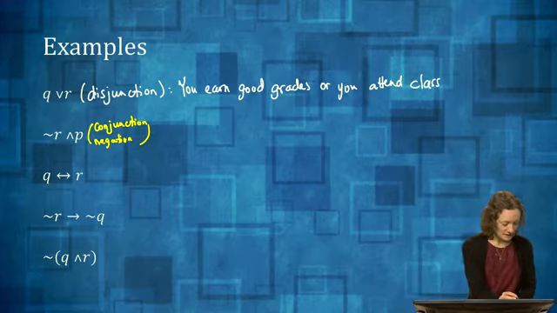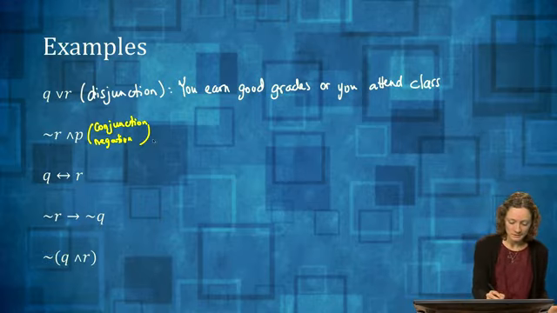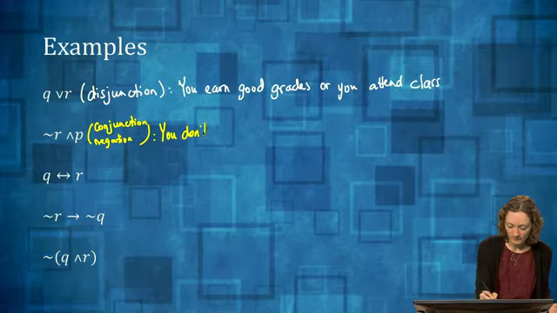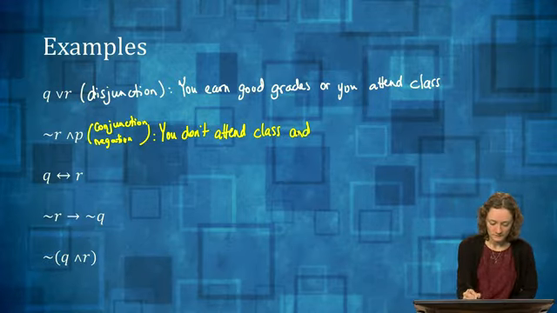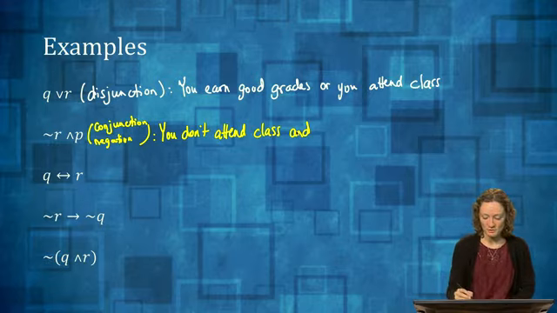So the first something is negation R. Statement R is you attend class, so negation R is you don't attend class. And statement P, which is you graduate college.